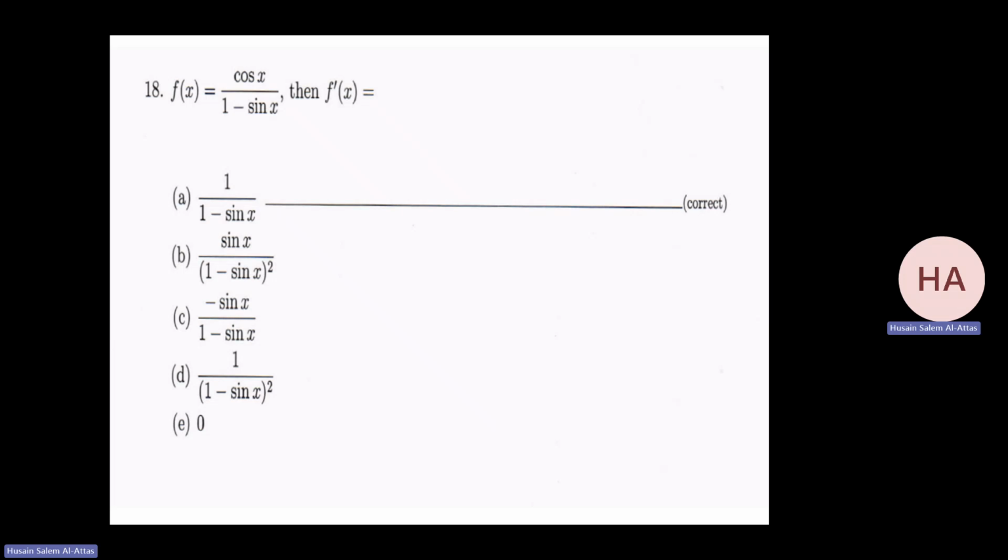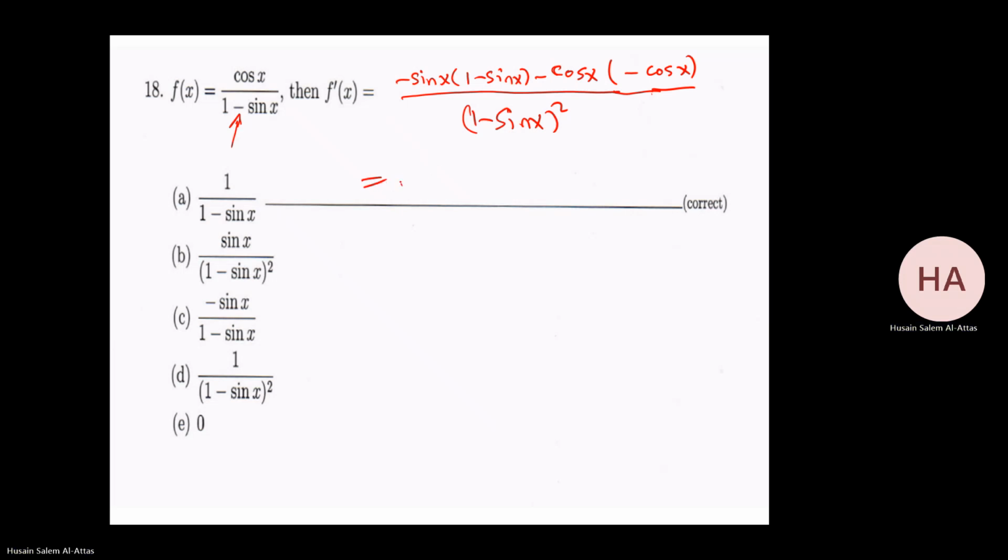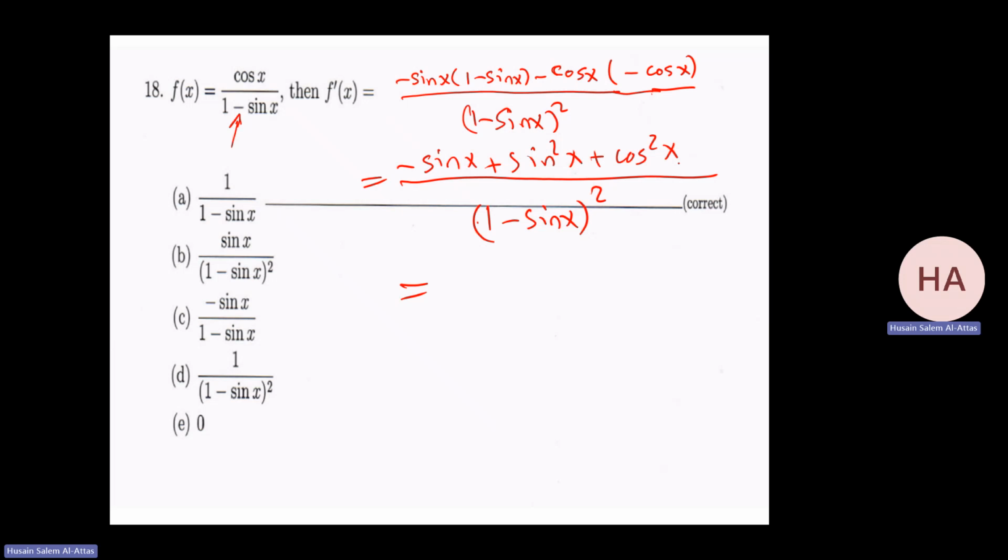Cosine x over 1 minus sine x. He wants that derivative. Okay, let us do the calculation. That will be the derivative of the numerator. The idea is you need to be careful, step by step. Minus the numerator times the derivative of this, that will be minus cosine x, because the derivative of sine x is cosine, over 1 minus sine x all squared. Now simplify the numerator: minus sine x plus sine square x plus cosine square x. I know sine square plus cosine square is 1. So I have 1 minus sine x over 1 minus sine x all squared. So that will be 1 over 1 minus sine x.